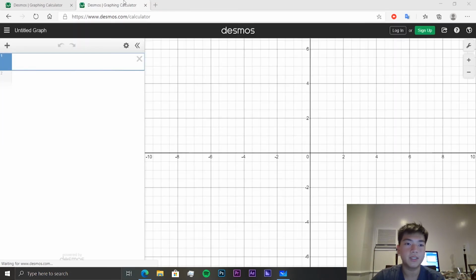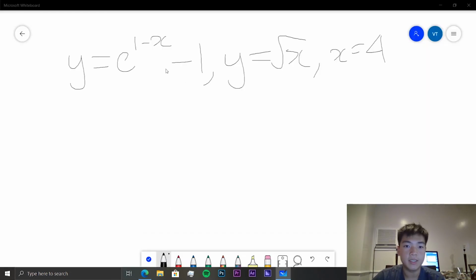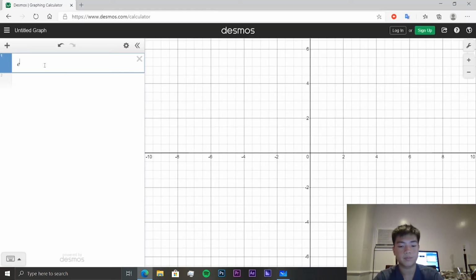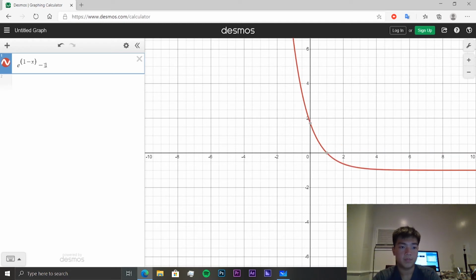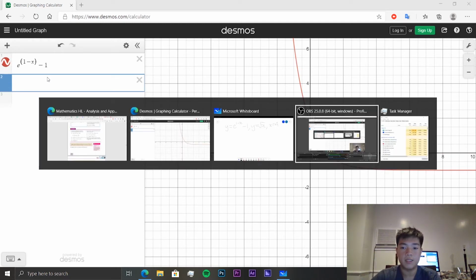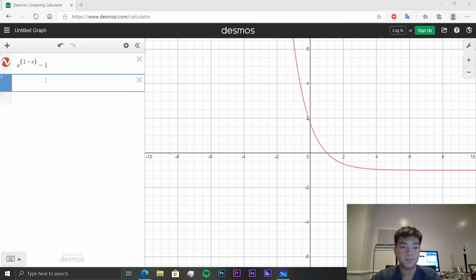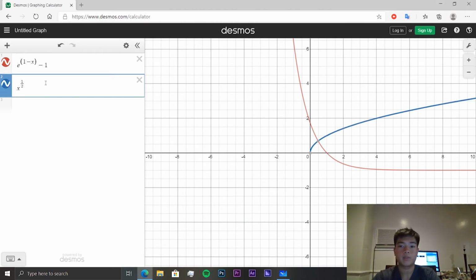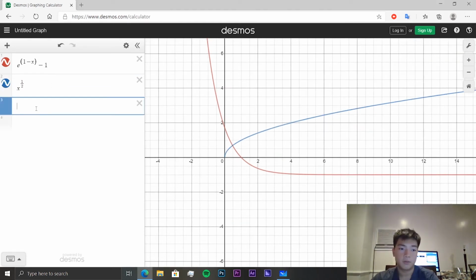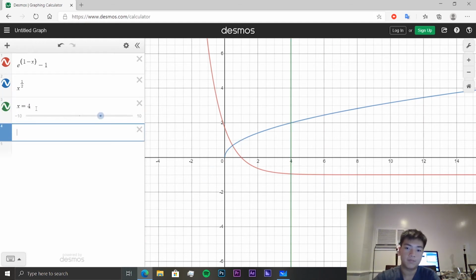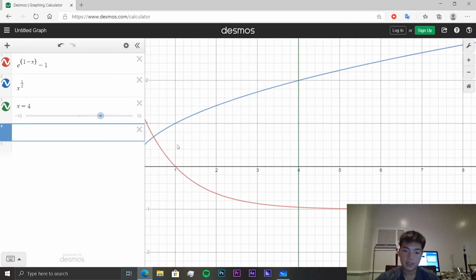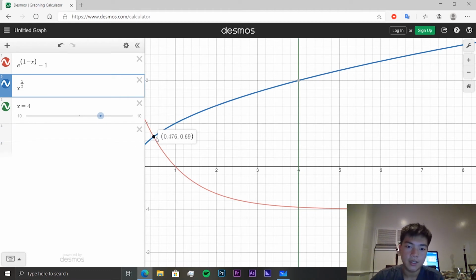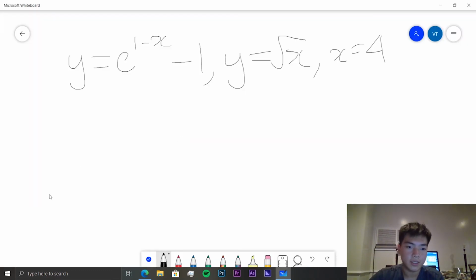So if we get Desmos out, e to the 1 minus x minus 1, and the curve y is equal to square root x. And of course, x equals 4. So we need to find this curve, and we just need this intersection as the lower bound, which is 0.476.